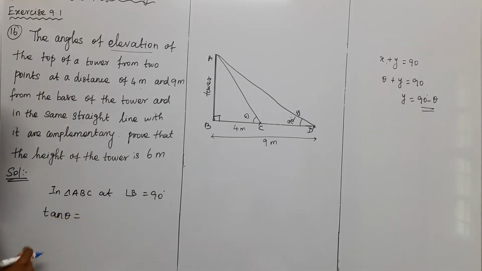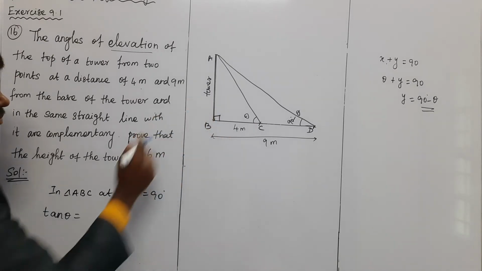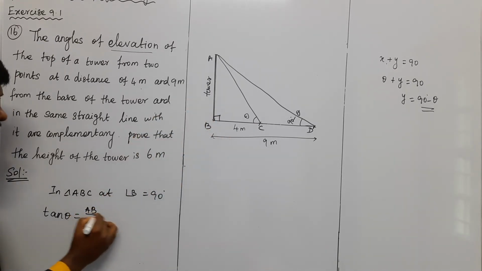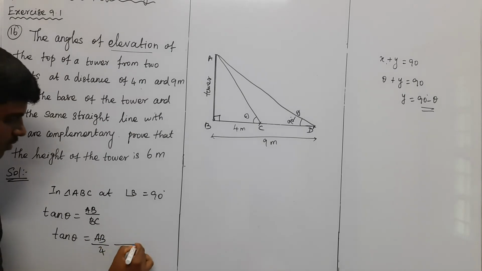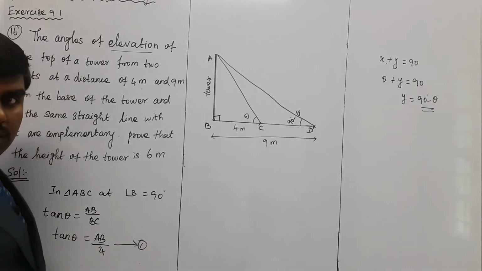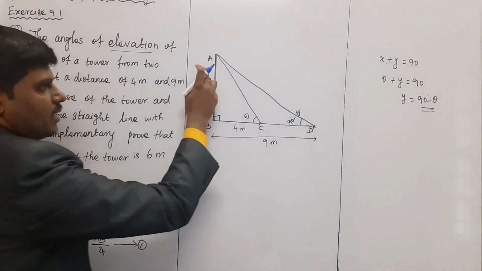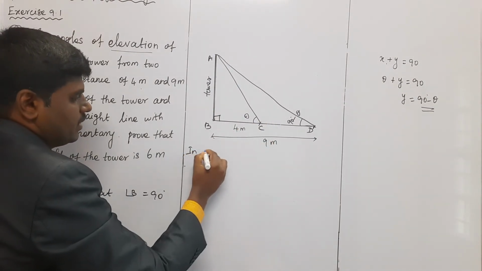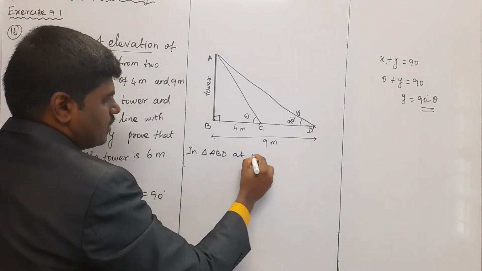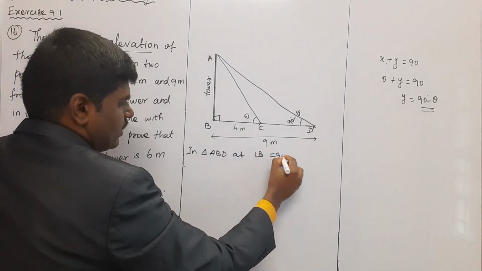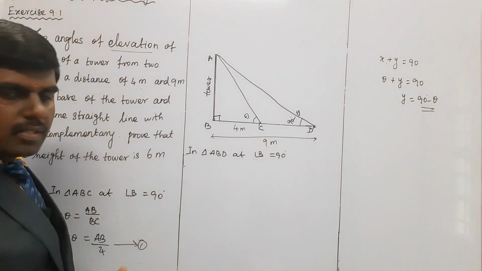Here tan theta is equal to the opposite side, that is AB, by the adjacent side, that is BC. So tan theta is equal to AB by BC, which is 4. I assign that as equation 1. That's clear. Similarly, I will take the whole triangle ABD, where the angle at B is equal to 90 degrees.